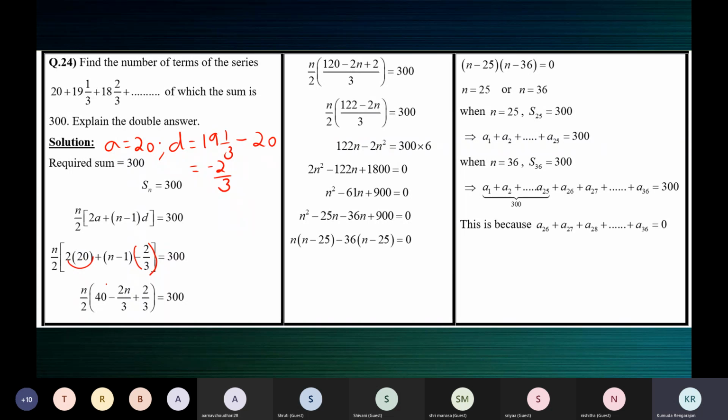So here 2 into 20 is 40. Minus 2 by 3 into n is minus 2n by 3. And minus 2 by 3 into minus 1 is plus 2 by 3. Then LCM, simplifying the numerator. 2 3s are 6, 2 3s are 6. Cross multiply, quadratic equation, divide by 2 throughout. So here you'll have to divide by 2 throughout. So that gives you this equation.